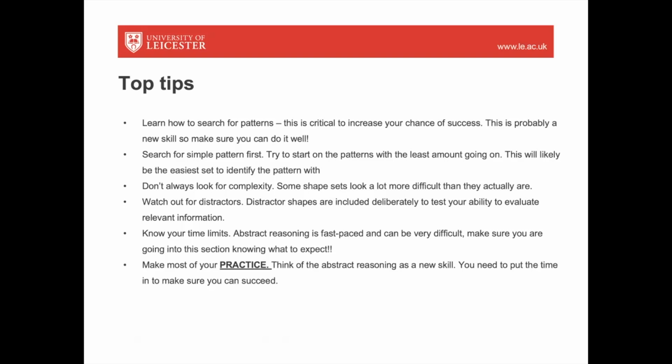Watch out for distractors. So some shapes are there to distract you, and they are put there on purpose to test your ability to evaluate whether the information is relevant. And remember your time limits. This section is really fast paced and it can be really difficult. So make sure that you are looking at the time as you're going through the section. And most importantly, keep practicing this section.